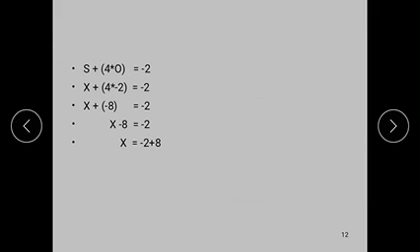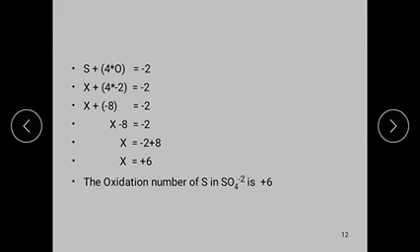Sulfur is treated as x, plus 4 into -2 equals -2. Then x minus 8 equals -2, then x equals -2 plus 8, then x equals +6. Therefore, the oxidation number of sulfur in the sulfate ion is +6.